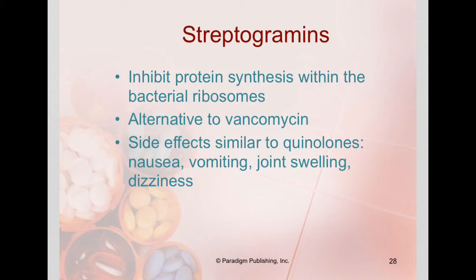Streptogramins inhibit protein synthesis with the bacterial ribosomes. It's an alternative to vancomycin, and its side effects are similar to the quinolones: nausea, vomiting, joint swelling, dizziness. Before a streptogramin is administered, the IV lines must be flushed with D5 to ensure that the drug does not come into contact with saline or any other medications. Synercid is a streptogramin, and it inhibits the cytochrome P450, so there are potentially serious drug interactions with that. We talked about that P450 in earlier chapters.